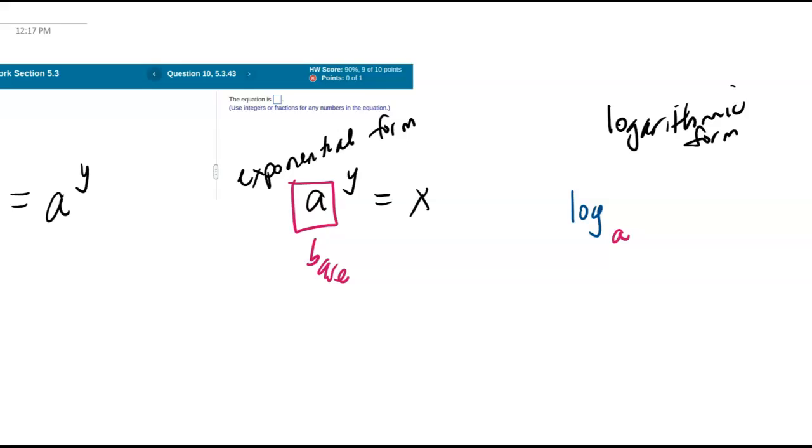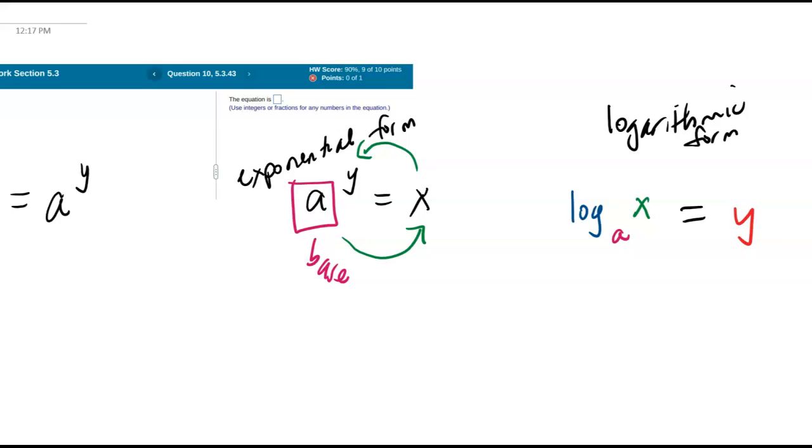And then we go around the world. So we go around the equal sign to the other side when we are going from exponential form to logarithm. So we go around to the other side of the equal sign, and that would take us to x. So log base A of x, and then we come back around. That is going to equal y. So that's how you go from the exponential form to the logarithmic form.